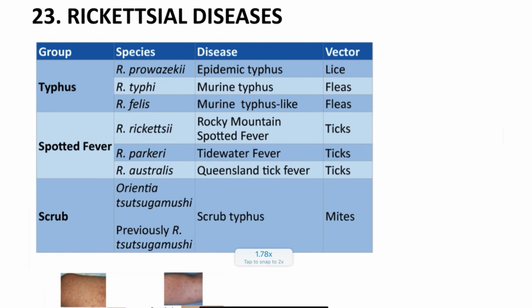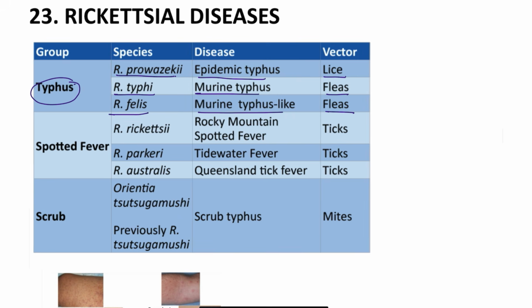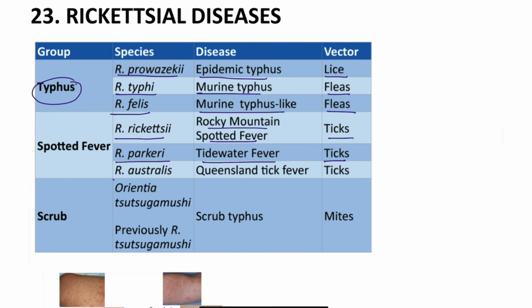Next, rickettsial diseases, typhus fevers. Rickettsia prowazekii causes epidemic typhus due to lice. Rickettsia typhi is murine typhus due to fleas. Rickettsia felis is typhus-like due to fleas, and Rickettsia rickettsii causes Rocky Mountain spotted fever due to ticks. Rickettsia parkeri causes tidewater spotted fever due to ticks. Rickettsia australis is Queensland tick typhus, again ticks. And scrub typhus is Orientia tsutsugamushi, due to mites.